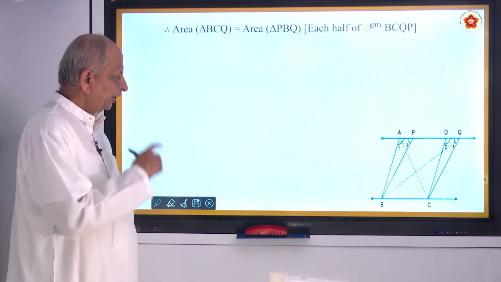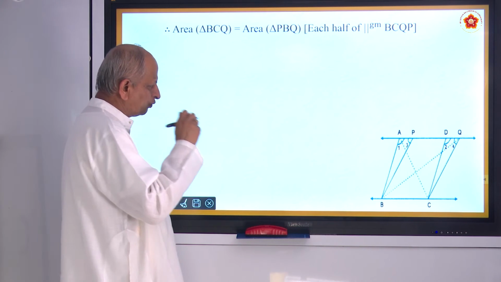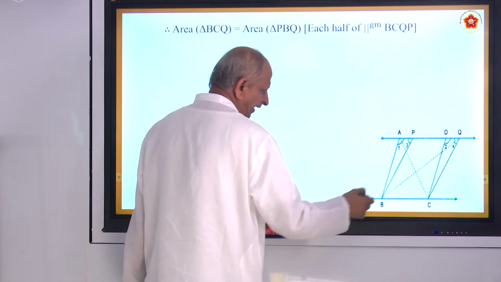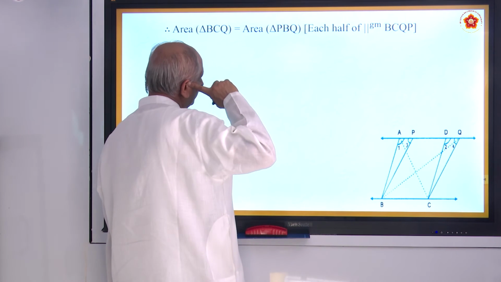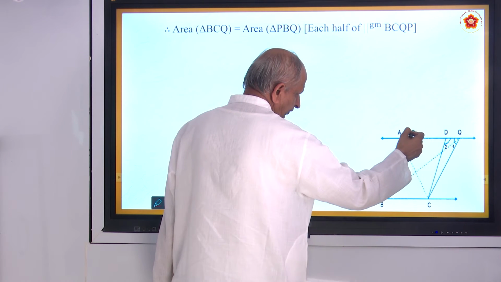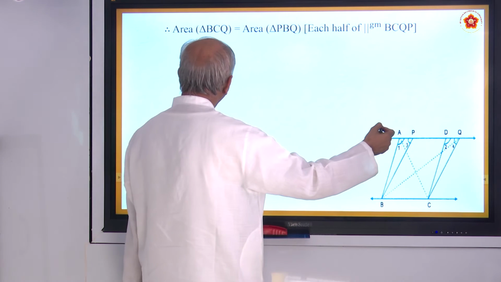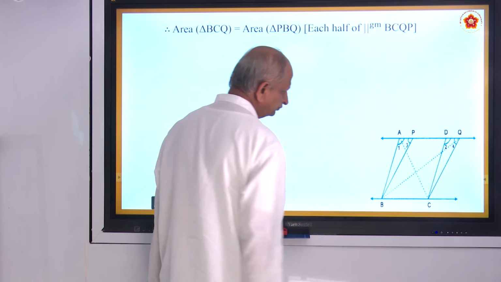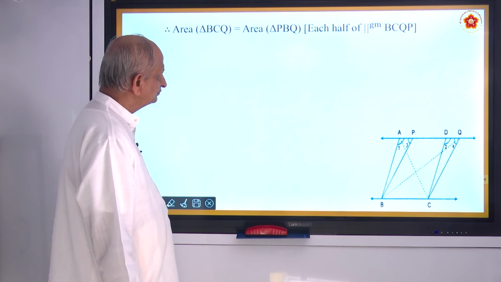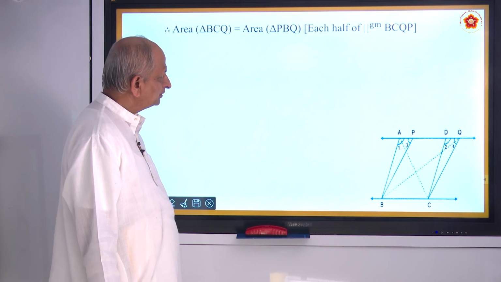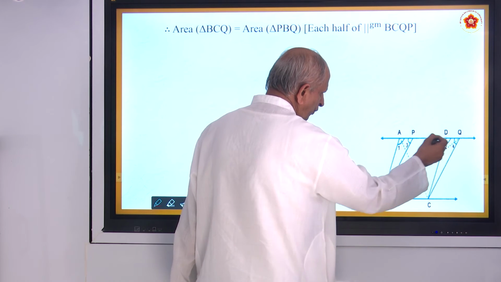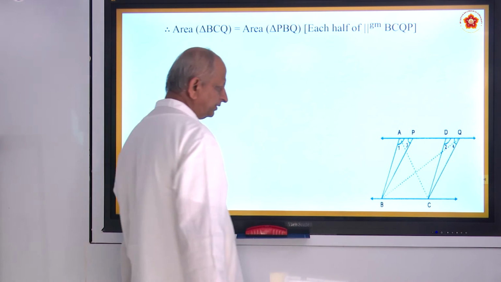So, what do you have to prove? You have to prove that area of triangle BCQ, see this is BCQ, this triangle, how you obtained it, because of joining the diagonal BQ, is equal to area of triangle PBQ. So, PBQ is equal to BCQ. Both of them stand on the same base and between the same parallels, and each of them is half of BCQP, because you have drawn a diagonal here.